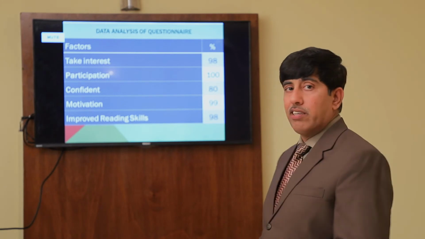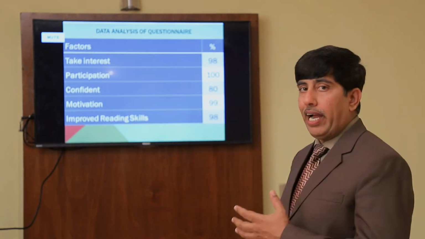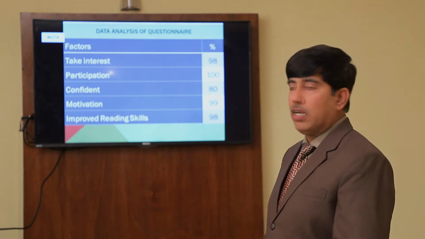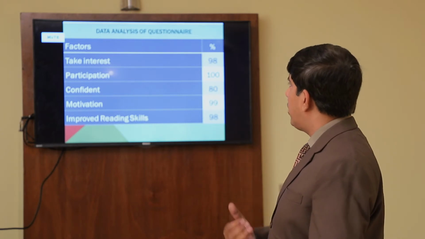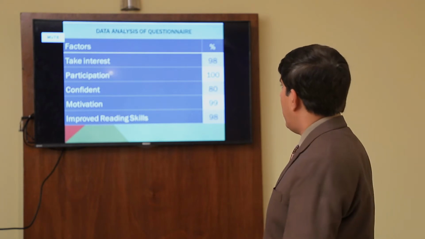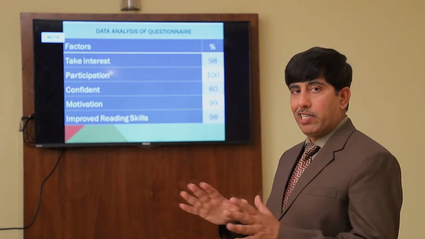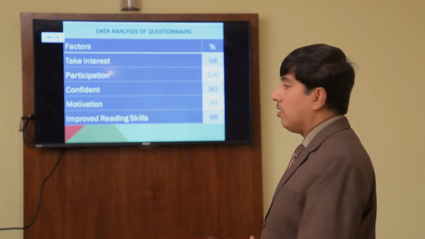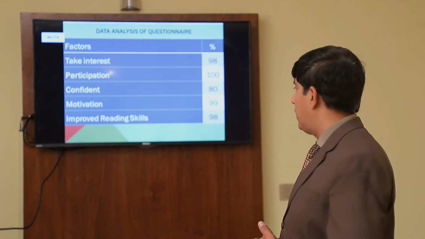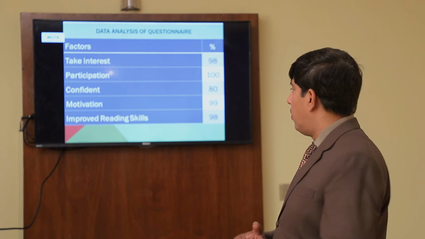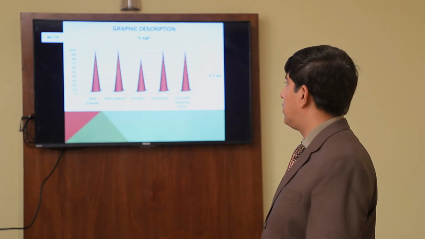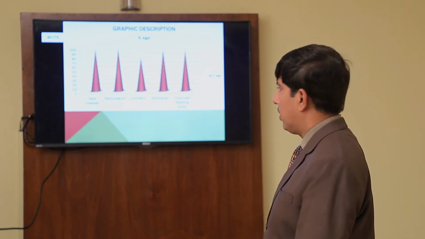And that is the data analysis of the questionnaire. These are some factors which I deduced from the results of the data which I got from the students and the teachers, definitely from the participants. 98% of teachers agreed that students took interest in their work, 100% agreed that students participated, and 80% agreed that students became confident. Their motivation level was also increased. 99% of teachers agreed that their reading skills were improved. 98% of teachers agreed, and that is the graphic description of my work.